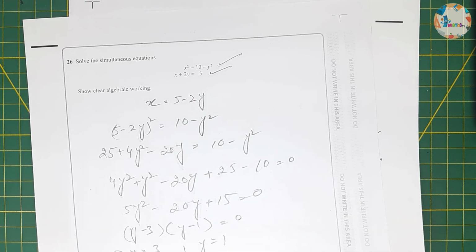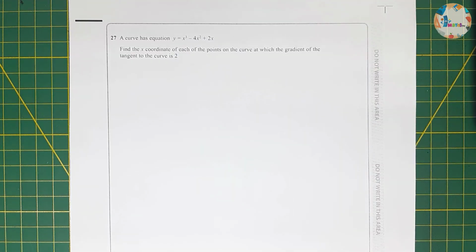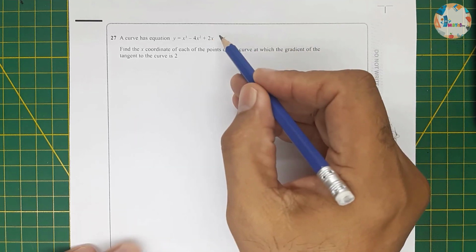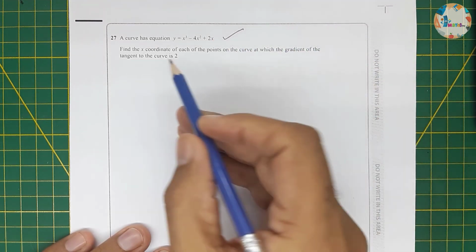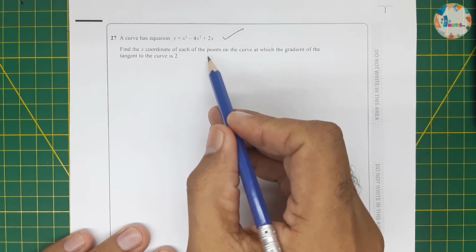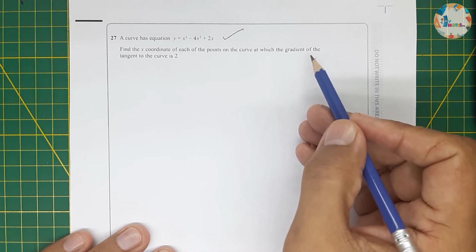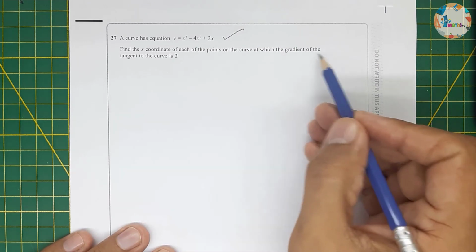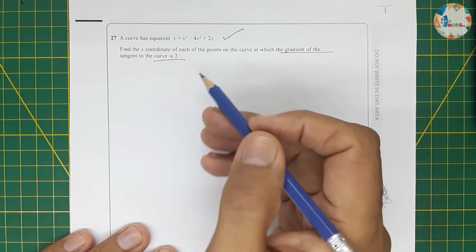We are done with this question number 26. Now this is the last question, question number 27. A curve has equation x cube minus 4x square plus 2x. Find the x coordinate of each of the points on the curve at which the gradient of the tangent of the curve is equal to 2.